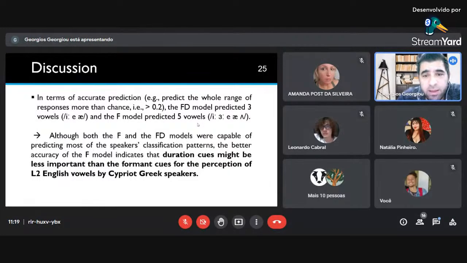In terms of accurate prediction, the FD model predicted 3 vowels and the F model predicted 5 vowels. So although both models are capable of predicting most of the speech's classification patterns, the better accuracy of the F model indicates that maybe duration cues might be less important than the formant cues for the perception of English vowels by Cypriot Greek speakers.